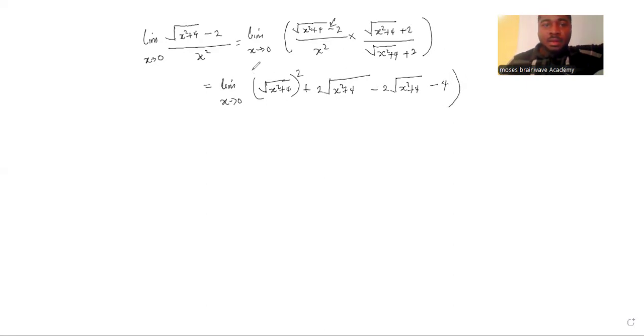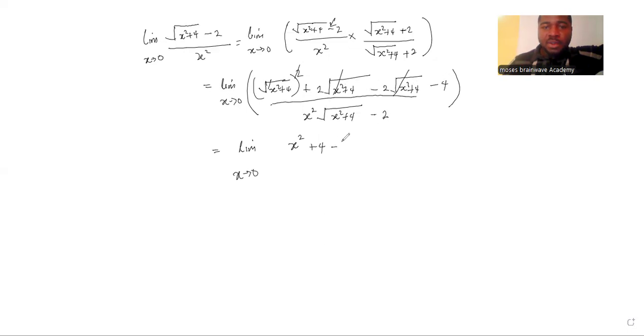Now, the idea behind rationalization is just to get rid of the radicals. So this is going to go out. You see that there's no more radical over here. But here we have x squared upon what we'll have here, the square root of x squared plus 4, then minus 2, right? So we have minus 2 over here. Now, what do we have next? It suffices that we are going to have the limit as x tends to 0. What is going to remain here will be x squared. Here, we are going to have plus 4. This is gone, this is gone. Here, we are having minus 4.